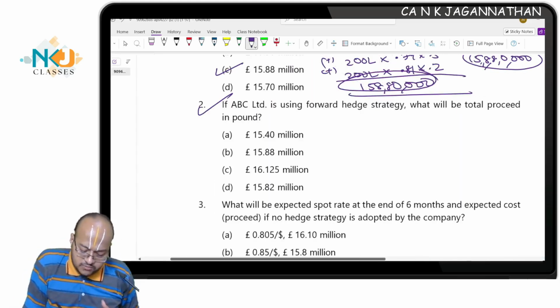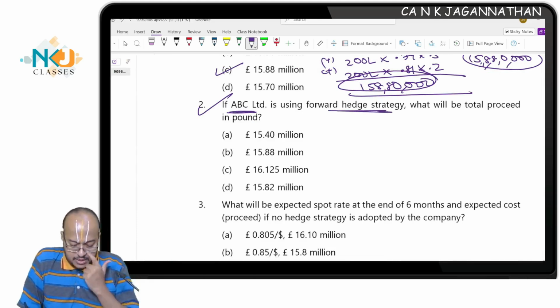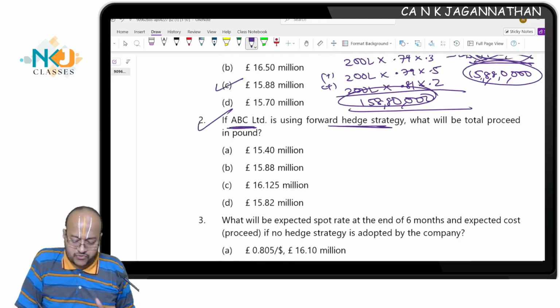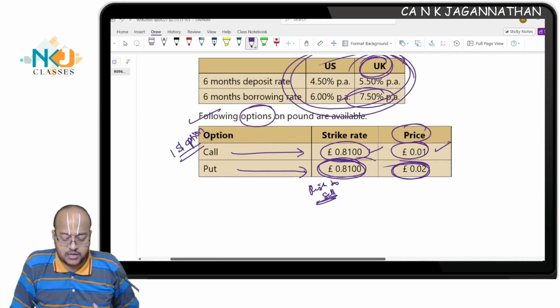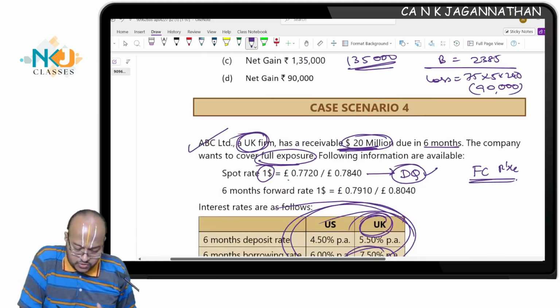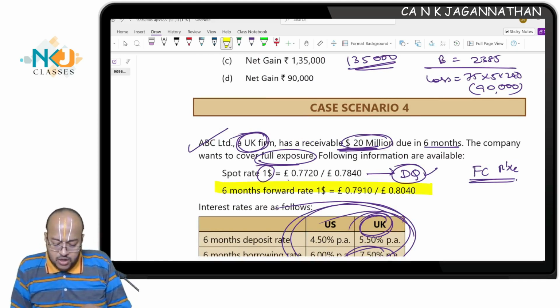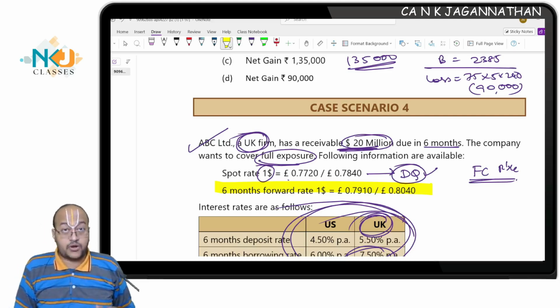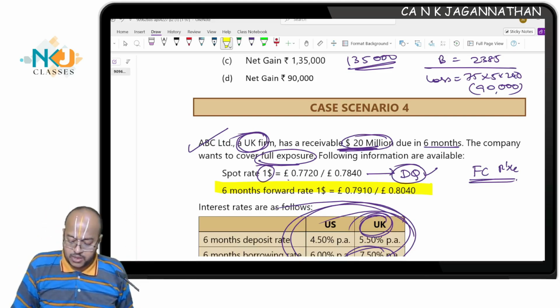Anyway, next, question number 2. If ABC Limited is using forward hedge strategy, what will be the total proceeds in pound? This is very simple and straightforward. It doesn't go for option; currency option alone is a little bit tricky, not the forward hedge. The 6 months forward rate is given in the question, you will consider. Here, $20 million receivable, so foreign currency receivable. The quote is also given for dollar, a direct quote. Foreign currency receivable, you will sell dollar. Bid rate, offer rate: the bid rate should be considered.